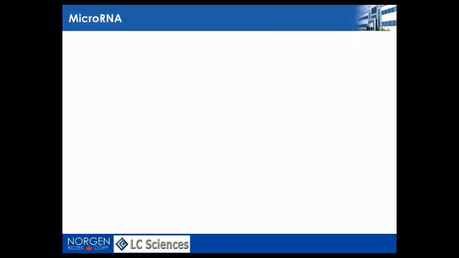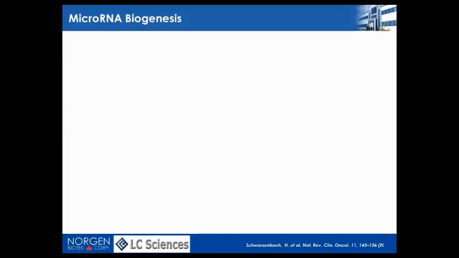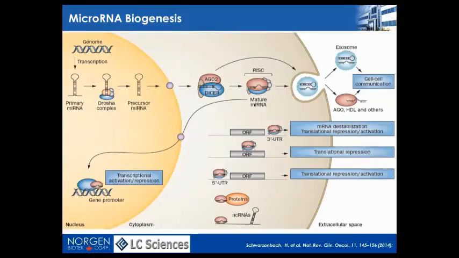MicroRNA were first discovered in 1993. They are single-stranded, 21 to 23 nucleotides. They account for approximately 1% of the human genome and are highly conserved in nearly all organisms. It was long speculated that they were just degraded RNA fragments or non-translated small RNAs. MicroRNAs are assumed to regulate more than 50% of all human transcripts. So briefly, we're going to go through the microRNA biogenesis. Most of you know this, but I'll go through it very quickly.